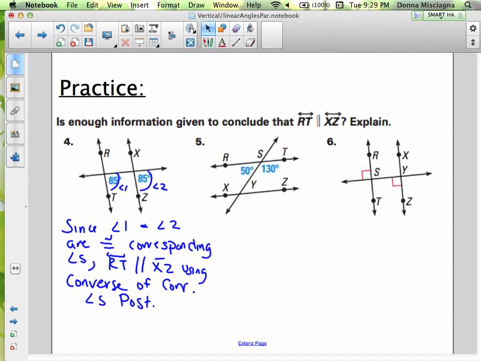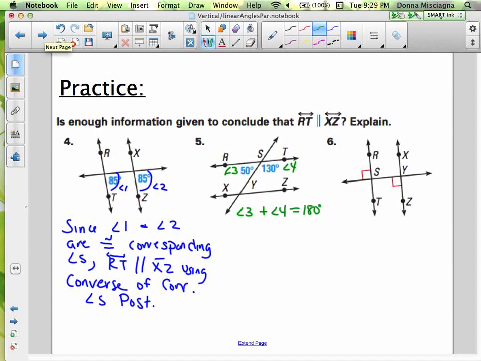Let's look at the second example. Well, we see that we'll call them angle 3 and angle 4. So angle 3 plus angle 4 equals 180 degrees. But is that enough to prove our lines parallel? So that shows they add up to 180 degrees because angle 3 and angle 4 are a linear pair. So linear pair angles are supplementary all the time.